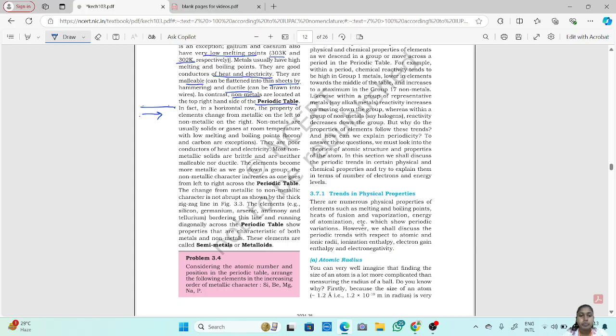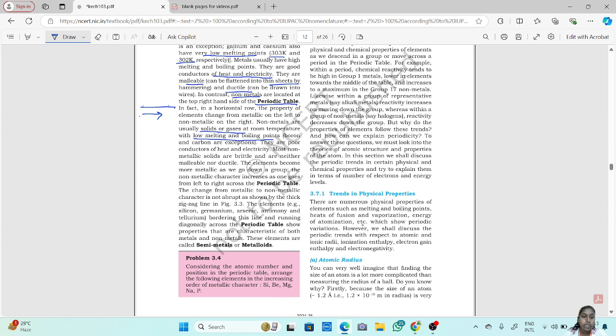Now, non-metals are usually solids or gases at room temperature. Metals are solid at room temperature, whereas non-metals can be either solids or gases at room temperature, with low melting and boiling points. So their melting and boiling points are also low. Boron and carbon are exceptions. So here again there is an exception for boron and carbon.